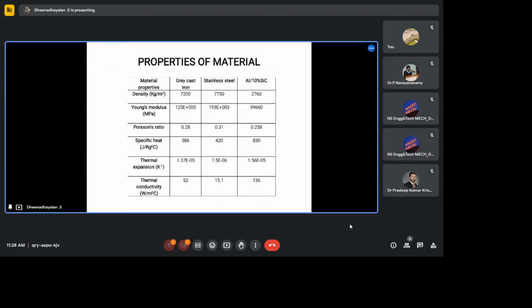Properties of materials: density, Young's modulus, Poisson's ratio, specific heat, thermal expansion, and thermal conductivity. Gray cast iron density is 7200 and Young's modulus is 125, compared to aluminum with 10% silicon carbide. So the gray cast iron is better than the aluminum metal matrix composite.